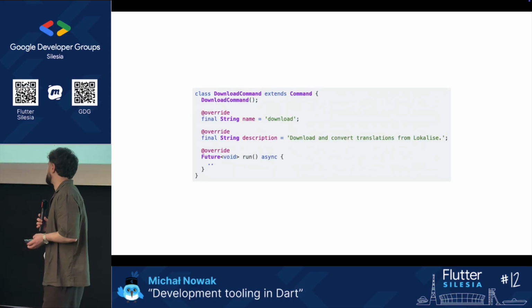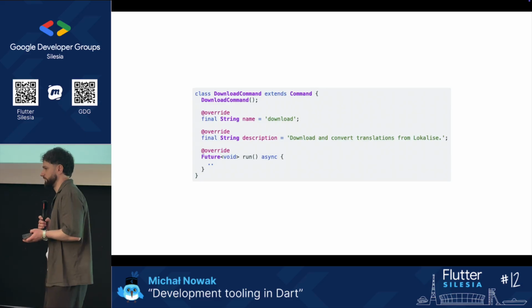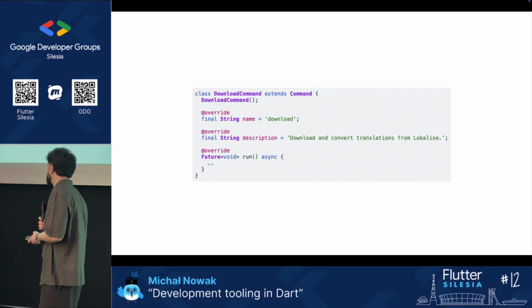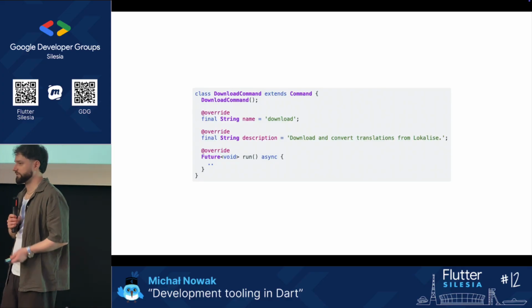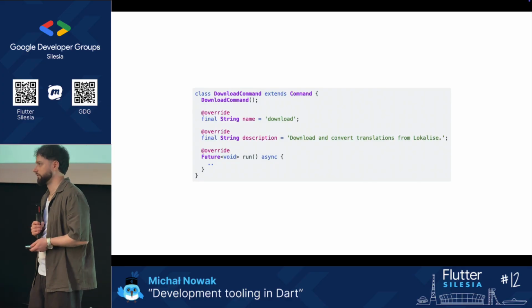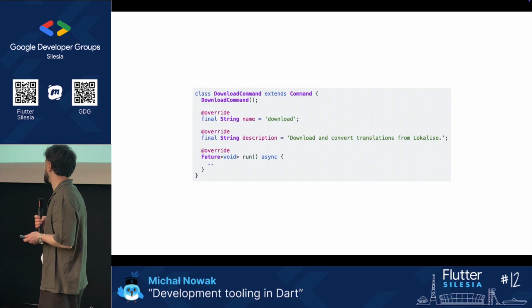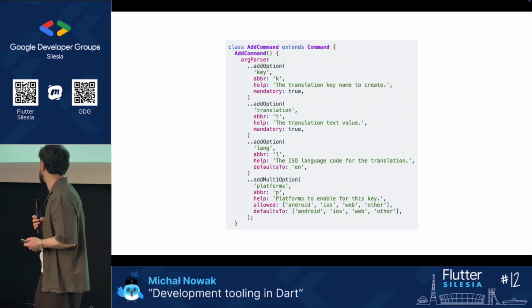And here is how a basic command looks like. It is overriding the name, description, and actually the run method. It's no different than I showed you before. So probably pretty simple, all with that code.